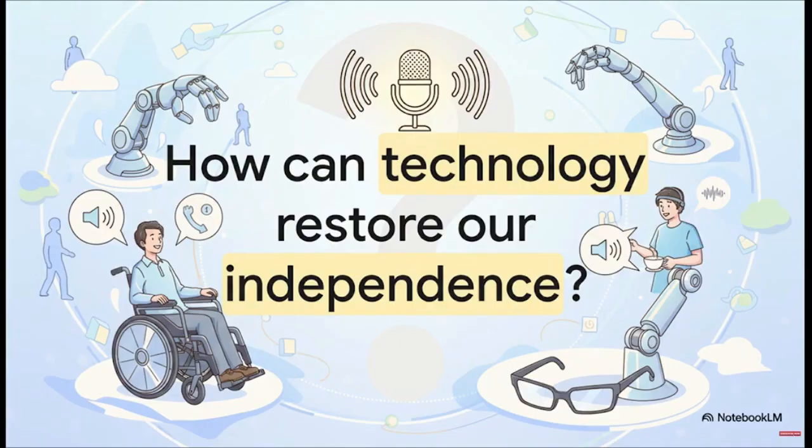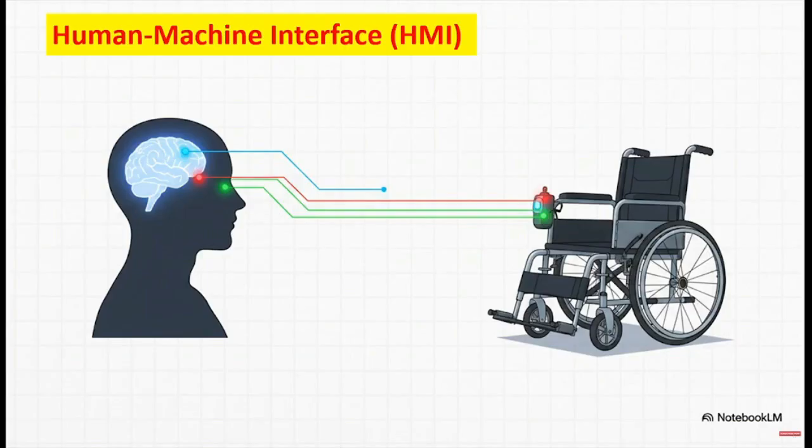So now I'll be showing you some of the examples of what some of your seniors and BTech students have done in my lab. So how can technology restore our independence? There is a system called the human machine interface. Human machine interface means, as I told you, we are generating a lot of information out of signals.